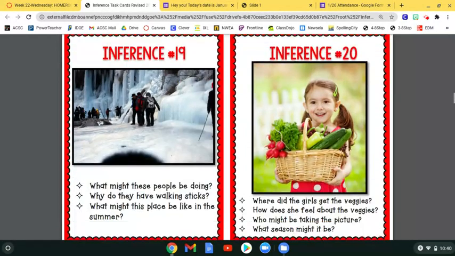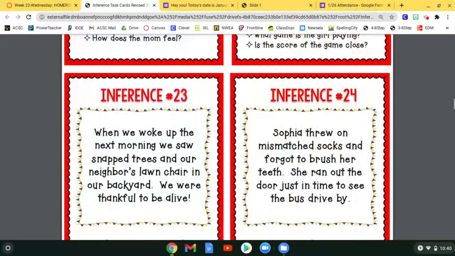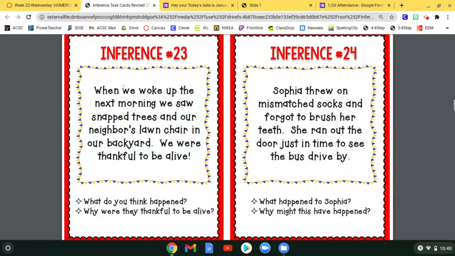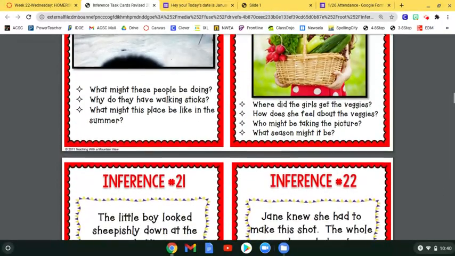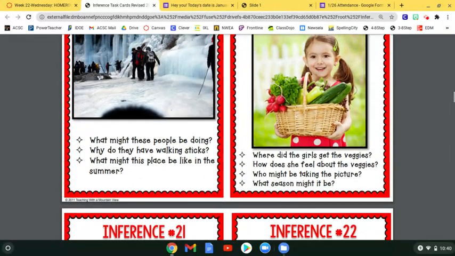My computer is just going slow. They don't have pictures. They have kind of like a little storyline like this. And then there are two questions here at the bottom. So your assignment is going to be answering four of these cards where you'll be making inferences.